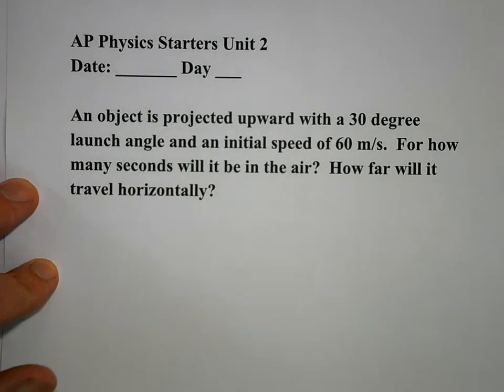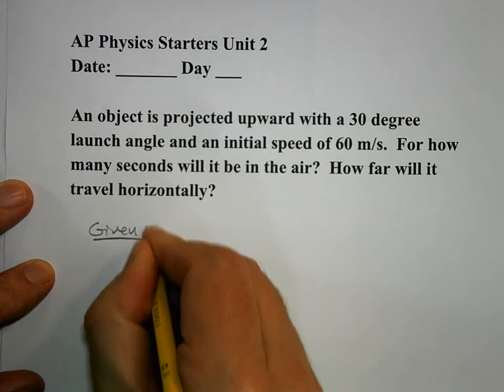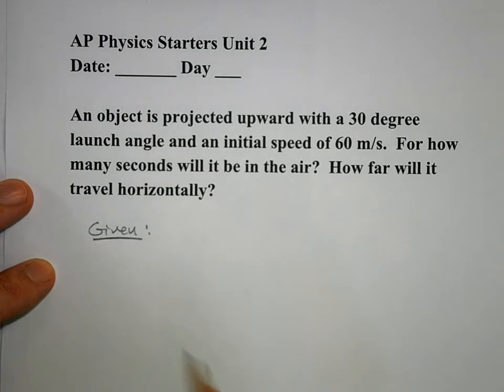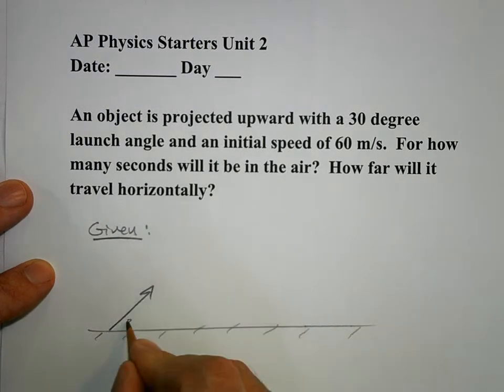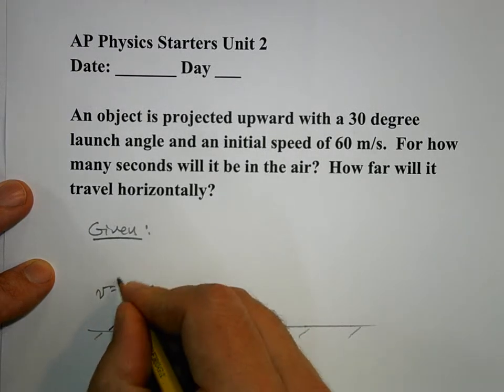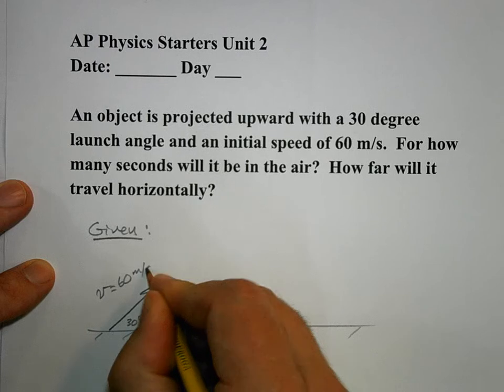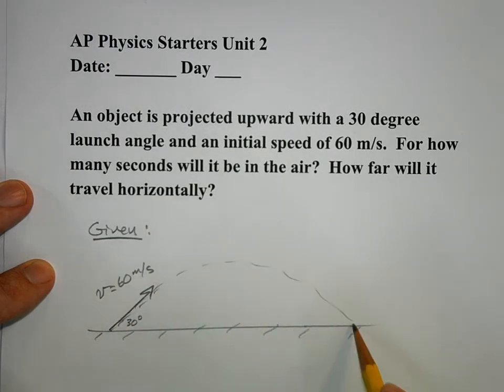So let's take a look at what's given. This problem kind of assumes a horizontal plane, and we're launching an object with a 30-degree launch angle and an initial velocity of 60 meters per second. It's going to have this parabolic kind of trajectory like this, land over here somewhere.